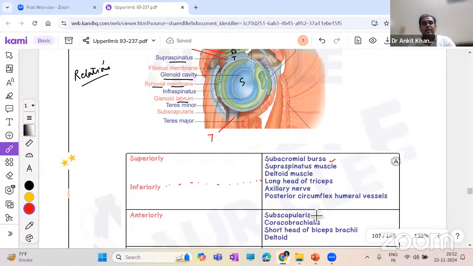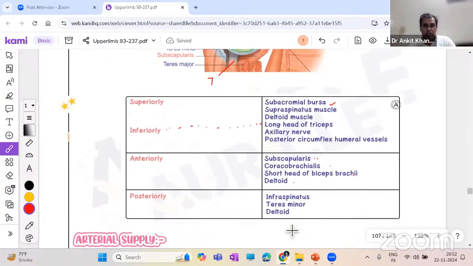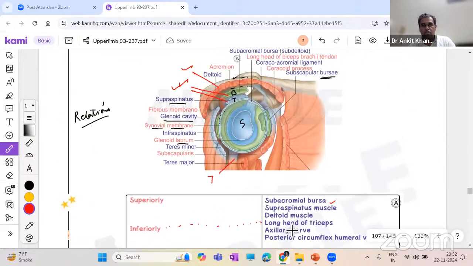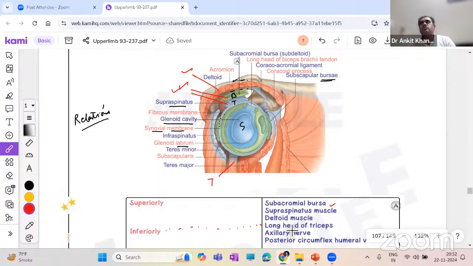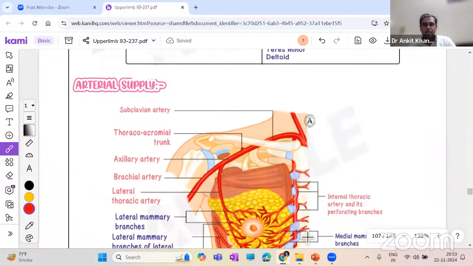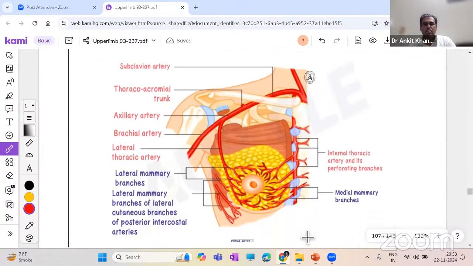Anteriorly, you have the subscapularis because it attaches to the lesser tubercle, which is present anteriorly in the humerus. So subscapularis, coracobrachialis, biceps, deltoid, they are more anterior. Likewise, posteriorly, if you know the muscles around the shoulder joint or the muscles attached to the scapula, then obviously the relations become very simple. But practice this diagram at least. This diagram is important.